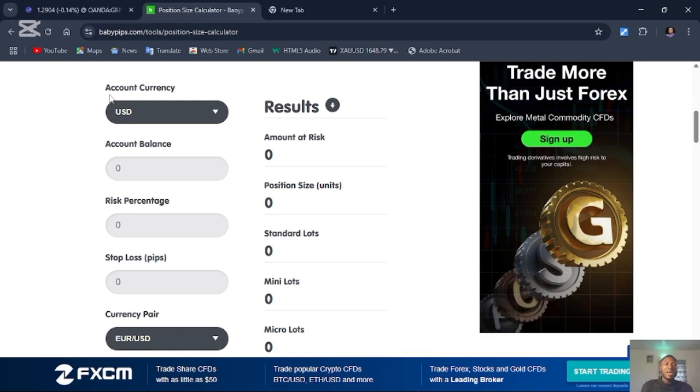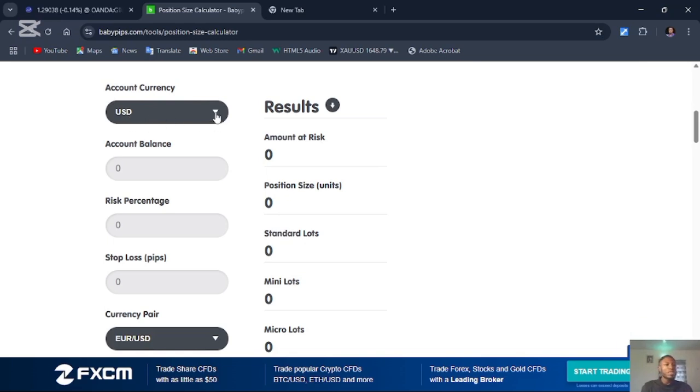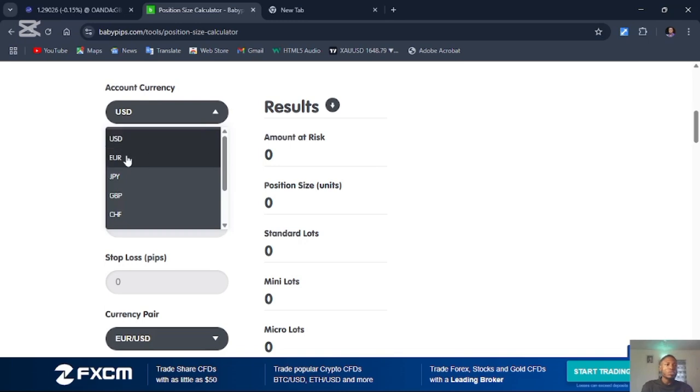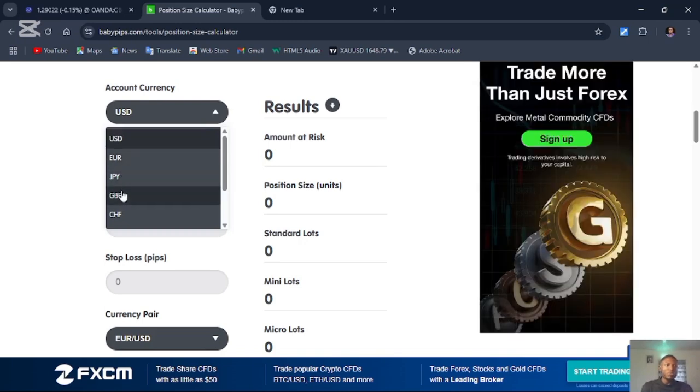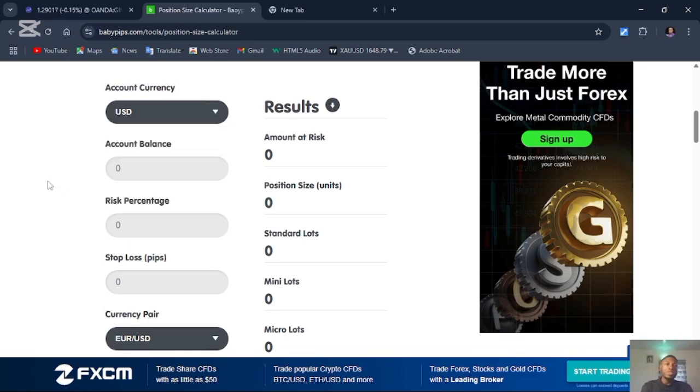First things first, account currency. What currency are you using to trade? Just as most traders out there, we use US dollar to trade. If yours is different from US dollar, you can just click this drop down menu. If you are using euro, Japanese yen, Great Britain pounds, or Swiss francs, you make your choice there. But as for me and so many forex traders out there, we make use of the US dollar.